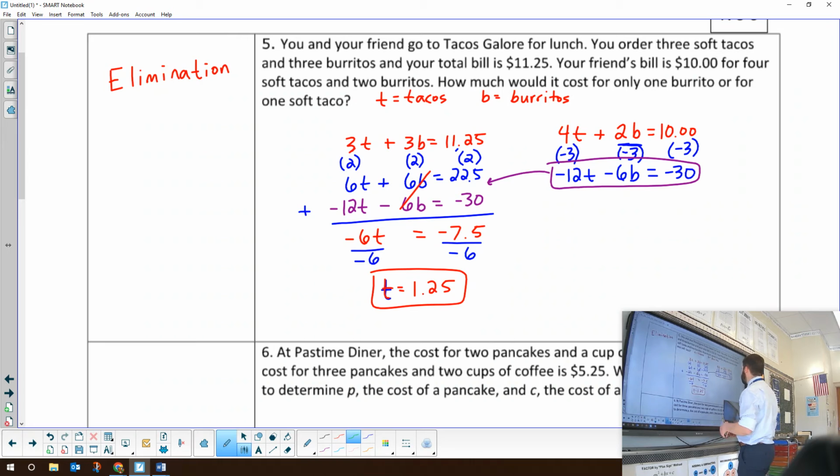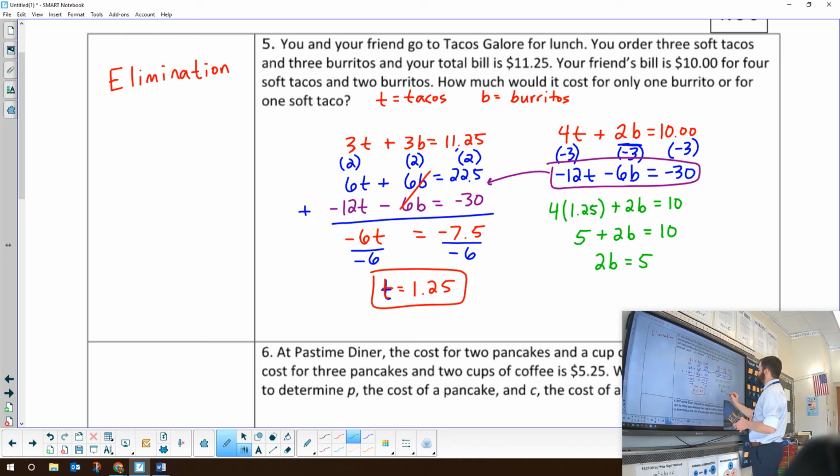So once again, we're going to start back at my original equation. We're going to go 4 times each taco. And 4 times $1.25 is going to be 5. So we'll get 5 plus 2b equals 10. Minus 5 to both sides, we get 2b equals 5. Divide both sides by 2, and we can get each burrito is going to be $2.50. Okay? So that's what we end up with. Each taco is $1.25. Each burrito is $2.50. Okay? All right, good stuff.